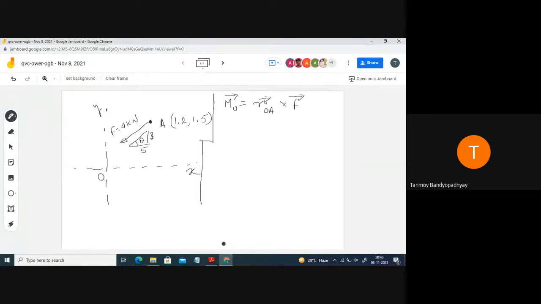So what will it be? So what will be ROA? So let's initially calculate ROA. This one is the origin itself, 0, 0. So ROA will be the coordinate of the point A.